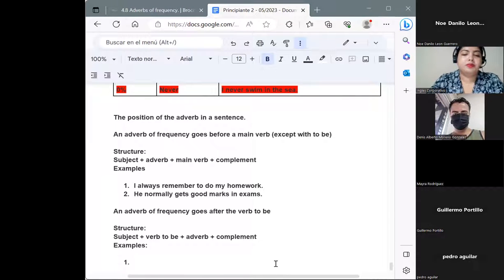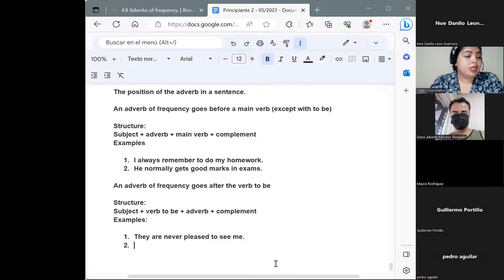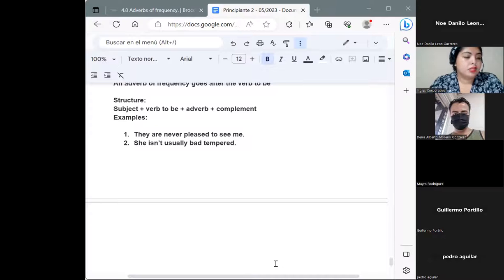They are never pleased to see me. And she isn't usually bad tempered. Y también tenemos cómo crear, ¿verdad? Estas oraciones cuando utilizamos auxiliares. Básicamente tenemos tres formas, ¿verdad? Una, donde el adverbio va antes del verbo principal. La segunda es donde va el adverbio después del verbo to be. Y por último, el uso de un auxiliar.